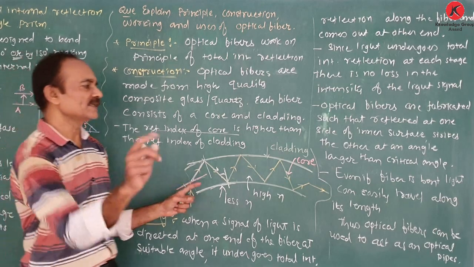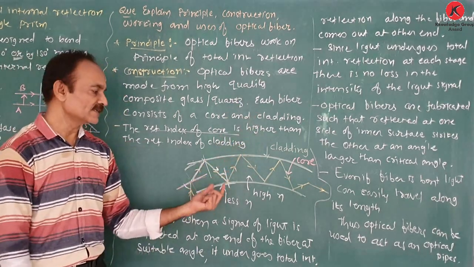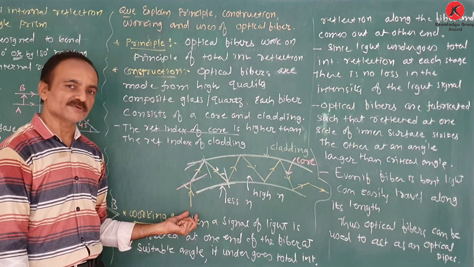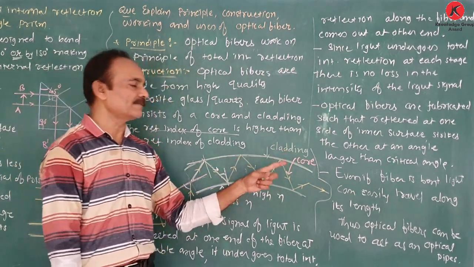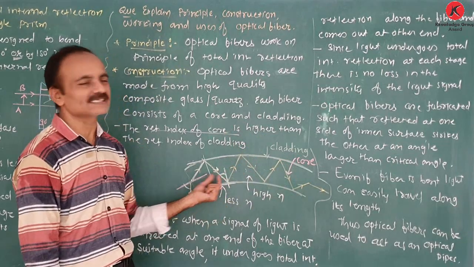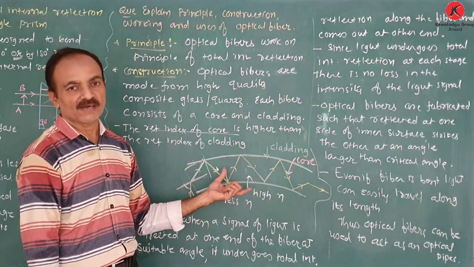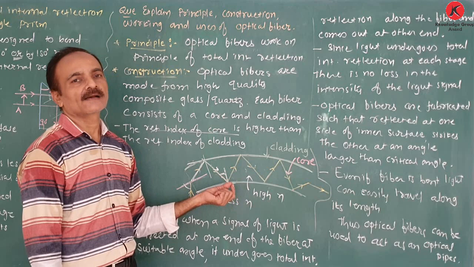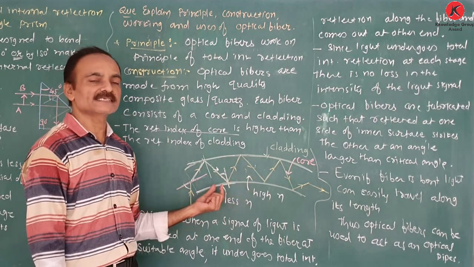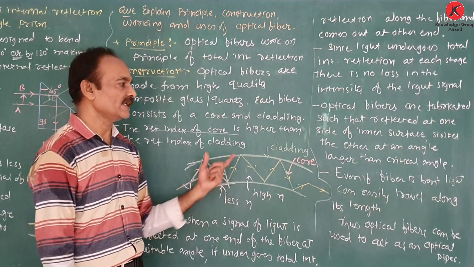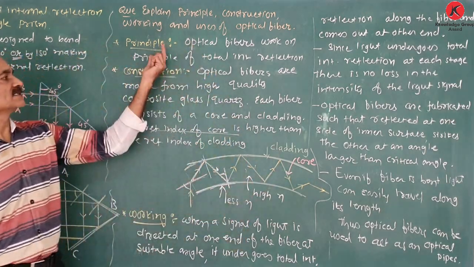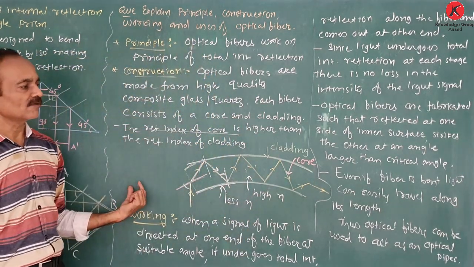Is this clear? Here, the total internal reflection phenomenon is used for multiple reflections, and during this multi-reflection, the loss of energy is very, very small. In 1 kilometer, only 5% of the energy or intensity of the light is lost. So that is the principle and construction of fiber optics.